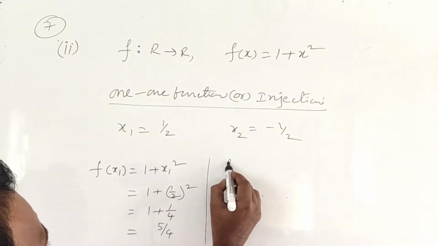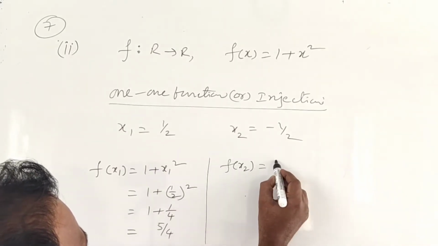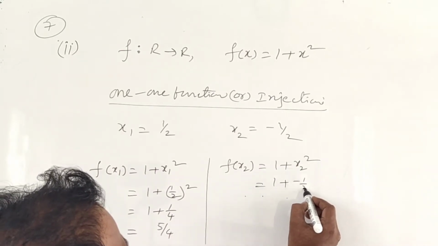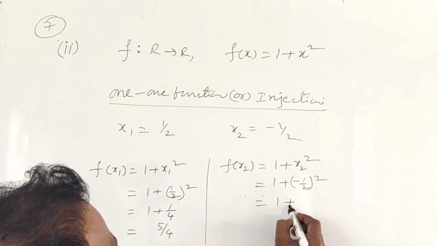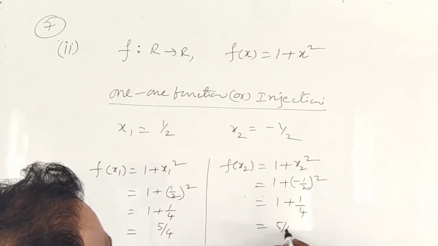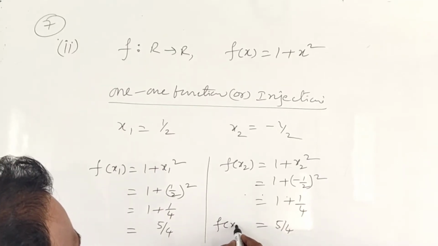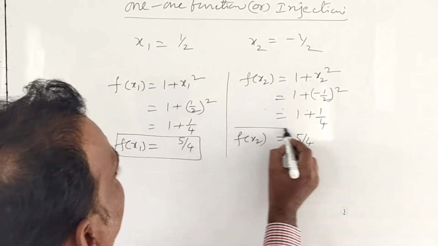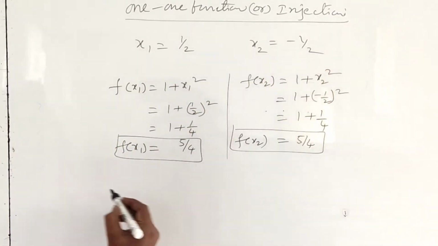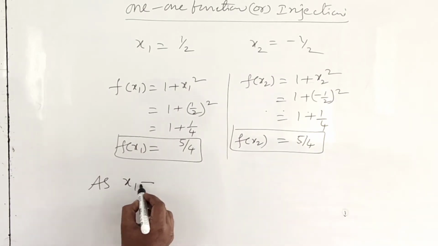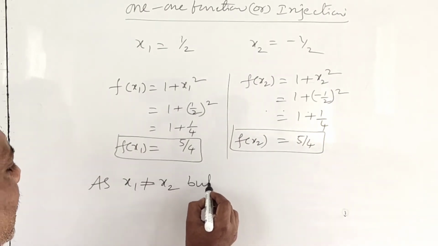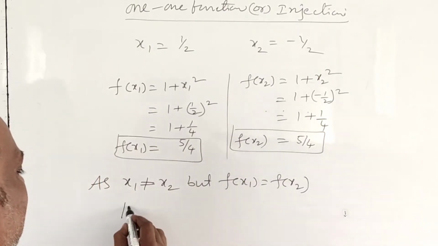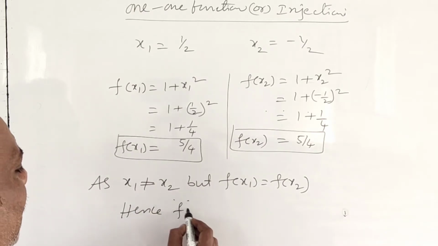Right. Now f of x2, which is equal to 1 plus x2 square, 1 plus (-1/2) whole square, 1 plus 1/4, you will get 5/4. So for f of x2 and f of x1, we are getting the same values, but we are giving different inputs. Different inputs as x1 is not equal to x2, but f of x1 is equal to f of x2, hence f is not 1-1.